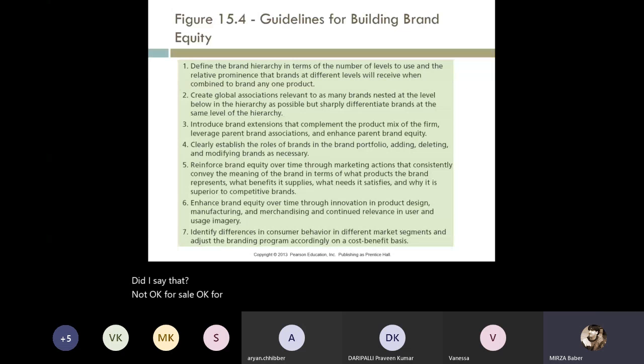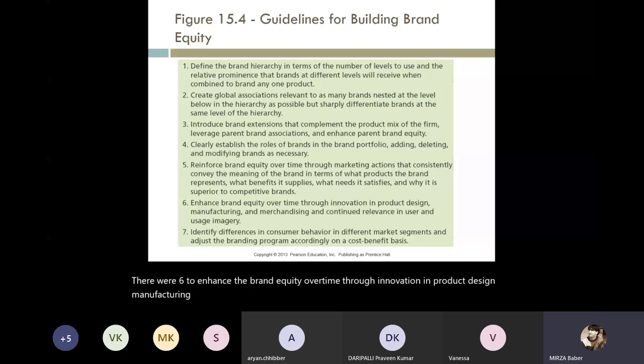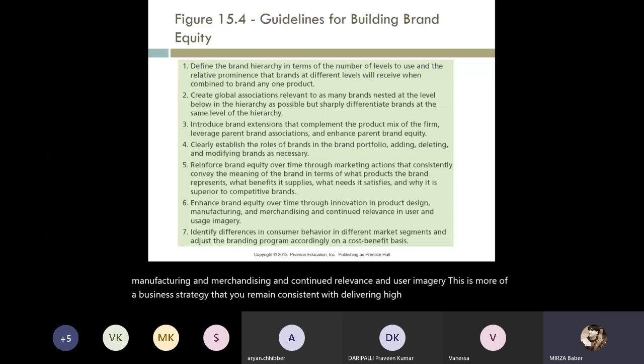Yes, that's written there. Number 6, to enhance the brand equity over time through innovation in product design, manufacturing and merchandising, and continued relevance in user and user imagery. This is more of a business strategy that you remain consistent with delivering, I wouldn't say high quality, consistent quality and imagery. And if you change the imagery, it should match your entire business and marketing objectives.